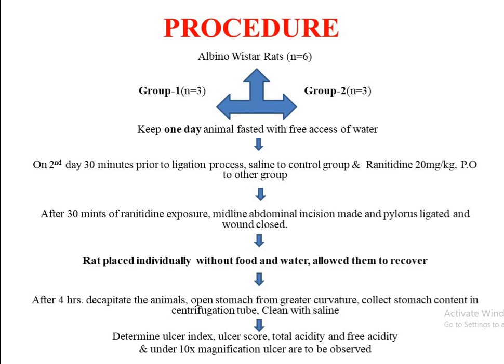We will also clean the stomach with normal saline. And then, by using different methods, we will determine the ulcer index, ulcer score, total acidity, and free acidity, and under 10x magnification the ulcers are to be observed. So this is the normal procedure for the Pylorus ligand model.